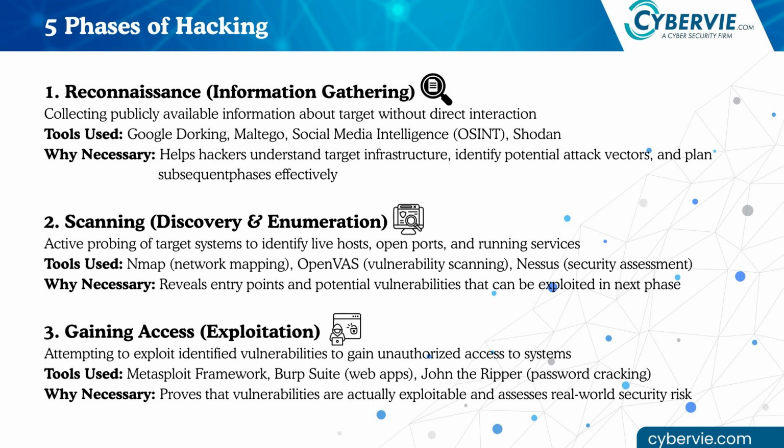Phase 2 is scanning. Now we actively probe the target system to find which computers are online, what ports are open, and what services are running. It's like knocking on different doors to see which ones are unlocked. Here the tools used are Nmap, the most famous tool for network mapping. Second are OpenVAS and Nessus. These are vulnerability scanners, popular vulnerability scanners used by companies worldwide.